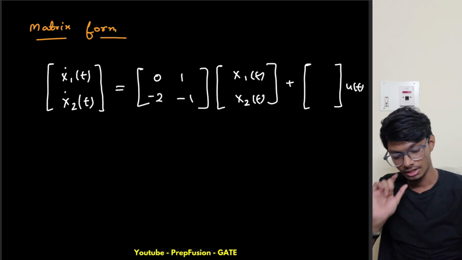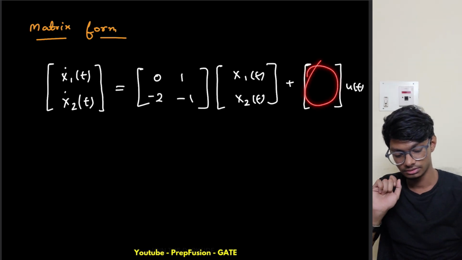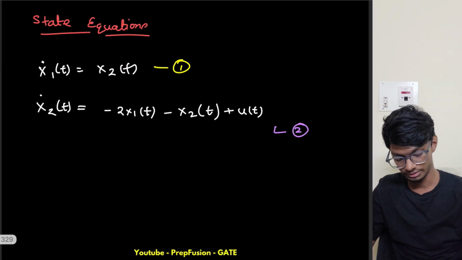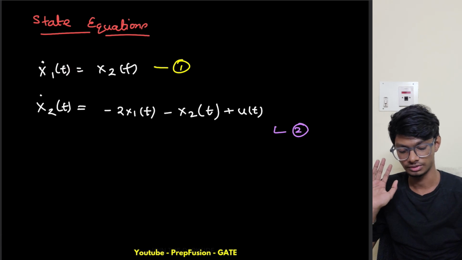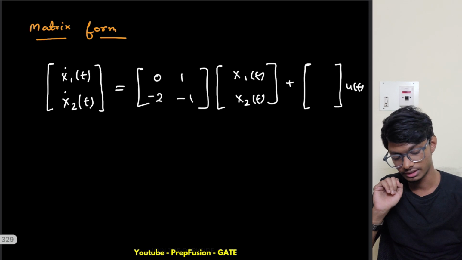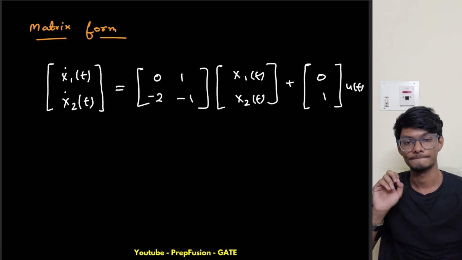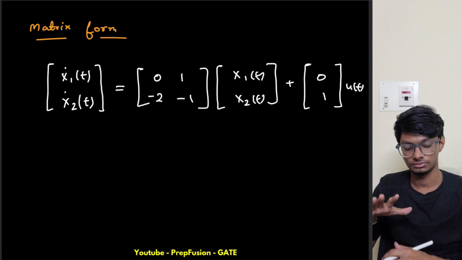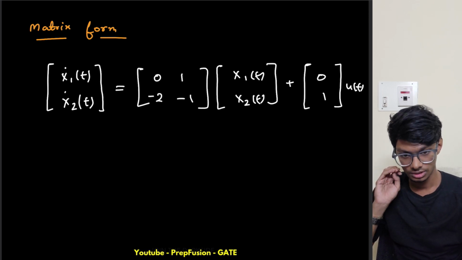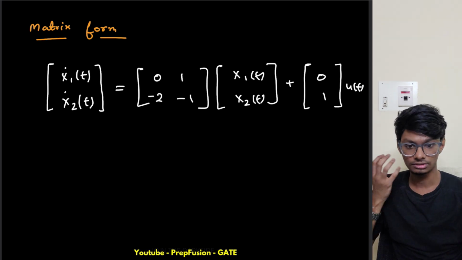So again, how to write this? So this x1 dot is not related with the input. Here we don't have any input term, but here we have an input term whose coefficient is 1. So I can write this as 0, 1. Okay, so what we are seeing is a pattern. This pattern will follow the matrix format that I'm talking about. So this is the state equation.